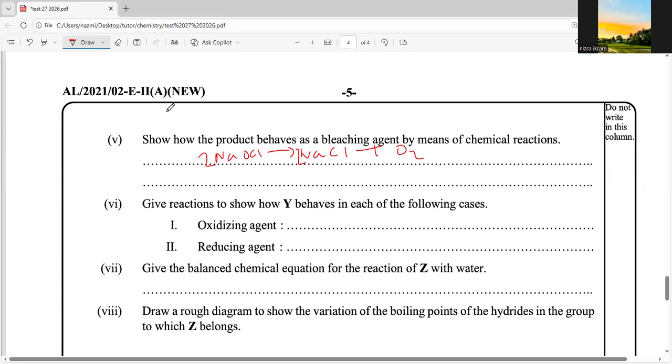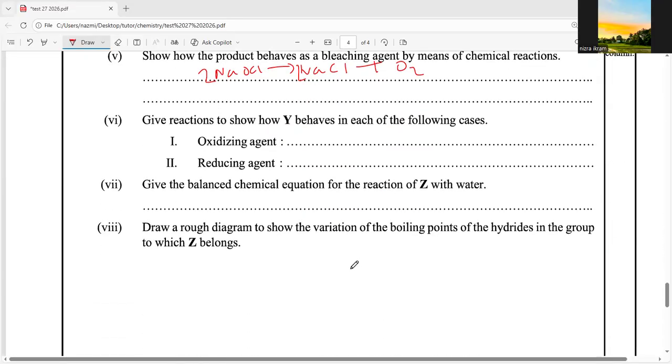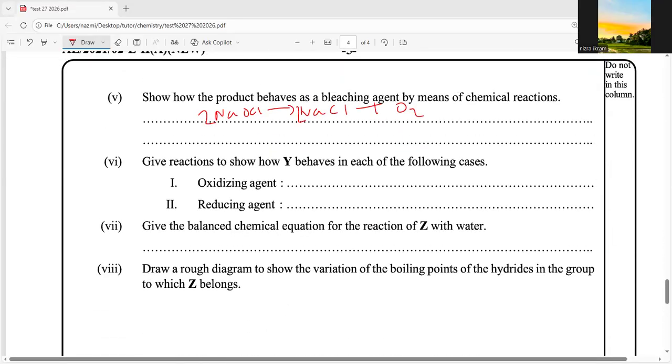Give reactions to show how Y behaves in each of the following cases. Y is sulfur. Sulfur should act as an oxidizing agent. Oxidizing agent means it should undergo reduction, no? Sulfide formations you can write. Sulfur with sodium or magnesium forms what? Magnesium sulfide. So here sulfur is 0 and going to -2. Can you see reduction? Undergoing reduction is an oxidizing agent. Then reducing agent means sulfur has to undergo oxidation.